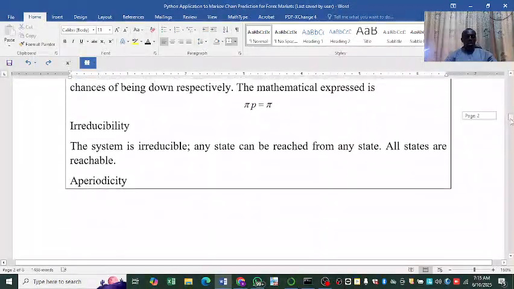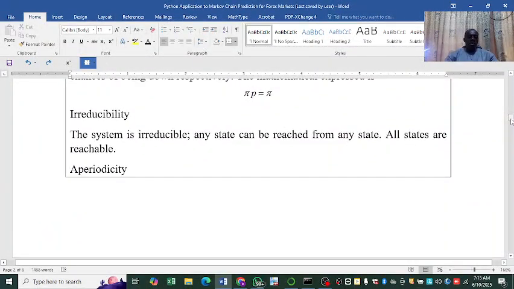The next assumption is called irreducibility. That means that after the initial stage, the system can reach any state from any state. You can move from state 1 to any other state. The system can move from state 1 to any other state. And that means that the system is irreducible. The possibility of moving from any state to any state is called irreducibility.